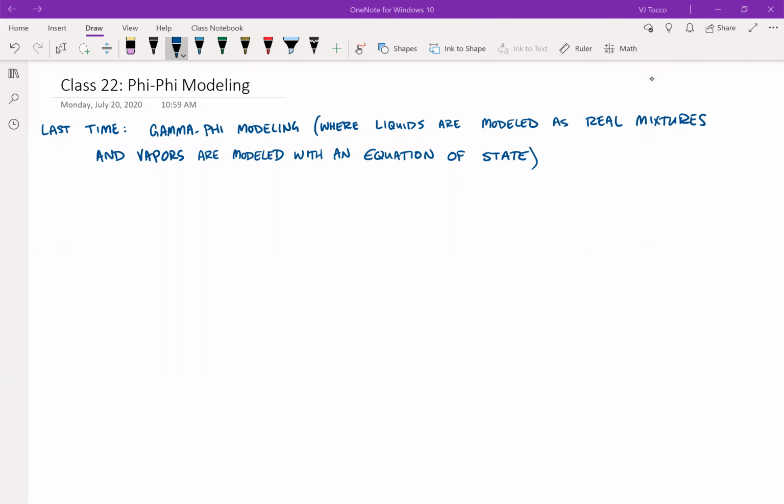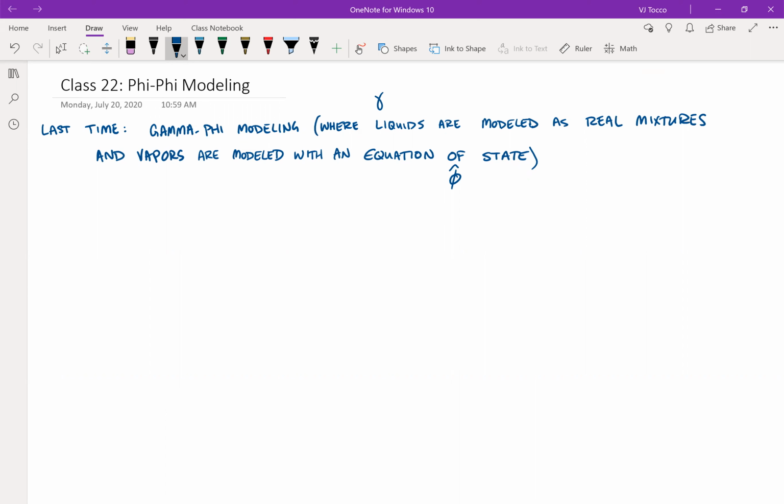Last time in phase equilibrium, we covered gamma-phi modeling. In gamma-phi modeling, the gamma corresponds to the liquids that are modeled as real mixtures, which requires a model for the activity coefficients. And the vapors are modeled with an equation of state to determine what the mixture fugacity is, phi hat.